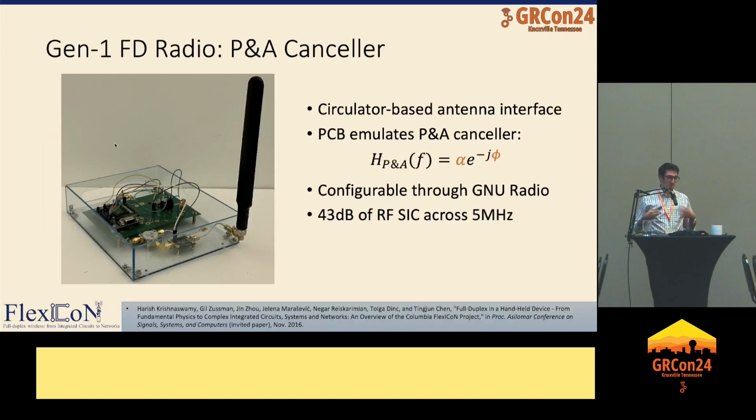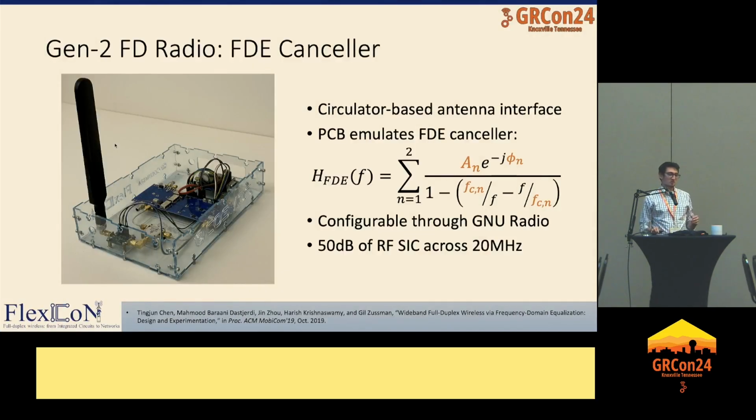So we have 3 classes of ICs, therefore we have 3 classes of radios. The very first one, the first generation, uses that phase and amplitude-based canceller. It's very simple. The front end has only a single tap with 2 configurable parameters, your attenuation and your phase. You can configure it through GNU Radio, through Python, through whatever other means you want, using Ethernet to SPI interface. And what you get is about 42 dB of RF cancellation across a 5 megahertz bandwidth, with the rest being cleaned up by digital SIC, which again we're going to cover later.